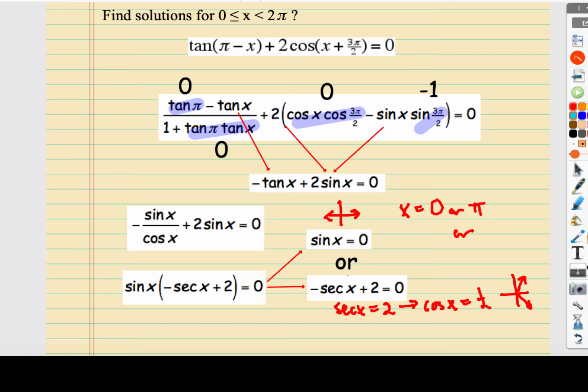So 0 and pi, but also at pi over 3, or 7 pi. Oops, sorry, 5 pi over 3. 7 pi over 3 would be a full 2 pi away, right? That'd be a bad idea. 5 pi over 3.